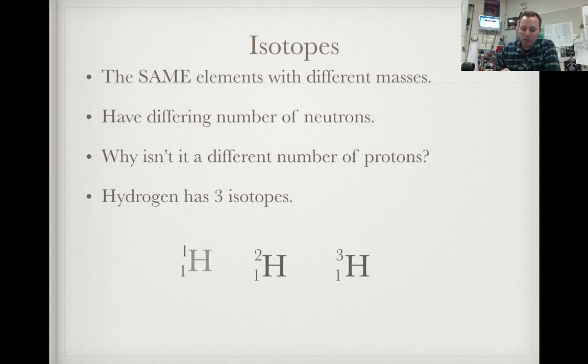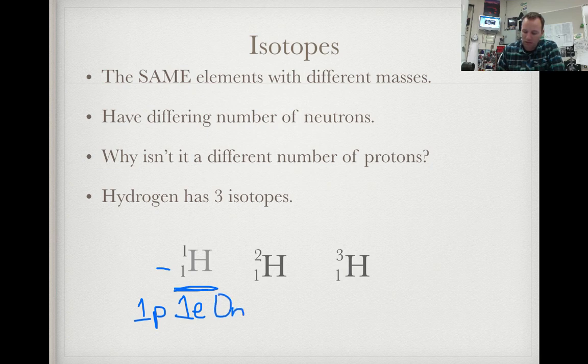Hydrogen has 3 isotopes, and you can see here, this is one version. How many protons does hydrogen 1 have? 1 proton. How many electrons does it have? Well, the atomic number is still 1, so it'd be 1 electron. How many neutrons does it have? Well, remember, it's mass number minus atomic number, so it has 0 neutrons.